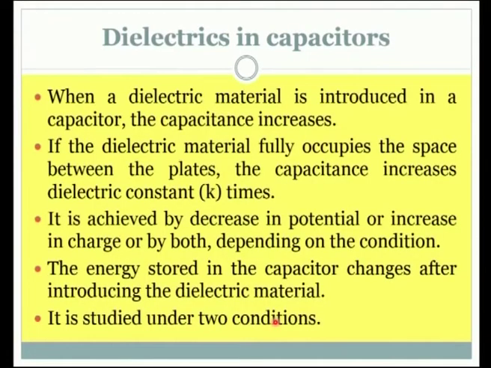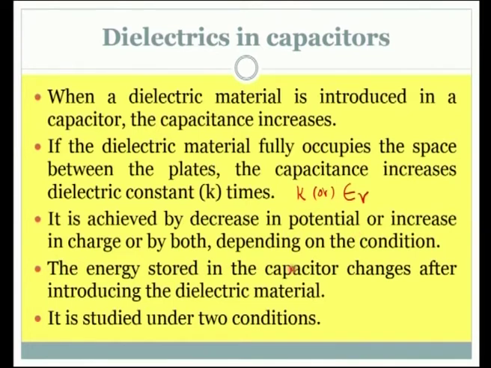Dielectrics in capacitor. When a dielectric material is introduced in a capacitor, the capacitance increases. If the dielectric material fully occupies the space between the plates, the capacitance increases K times, the dielectric constant times. K here is denoted as epsilon r also in some of the expressions, either K or we can mark it as the relative permittivity, both are one and the same. It is achieved by the decrease in potential or increase in charge, or by both depending on the condition.